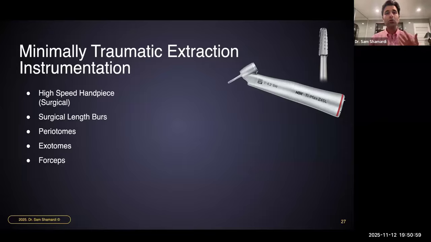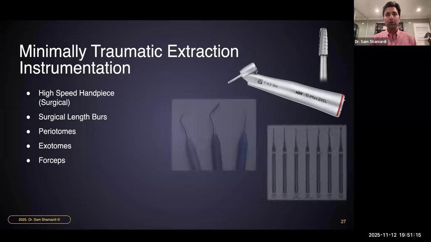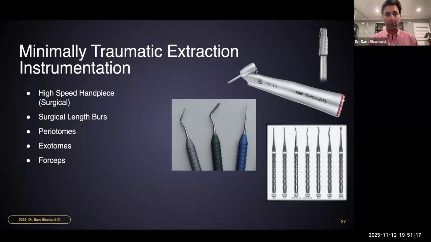In addition to that, when you have burrs that you're going to be using, we want to emphasize that those burrs, when possible, are always going to need to be surgical length. We're going to be dealing with teeth that are broken and that are decayed and that are really deep up and below that osseous crest. It's critical that we have surgical length burrs.